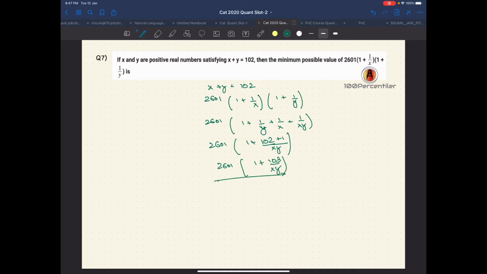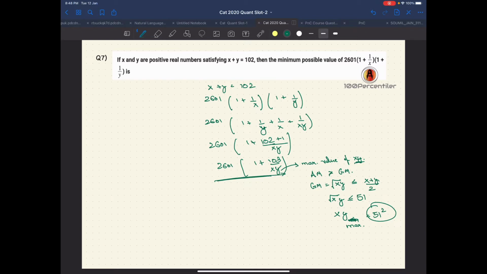Now for the minimum value of this, we need the max value of xy, and whenever there is a product term and we are finding the max value, we use AM greater equal to GM. Therefore GM, which is root xy, is less than equal to x plus y upon 2. Therefore root xy equal to 51, and therefore xy maximum value is 51 square.